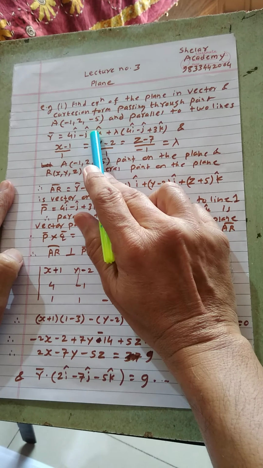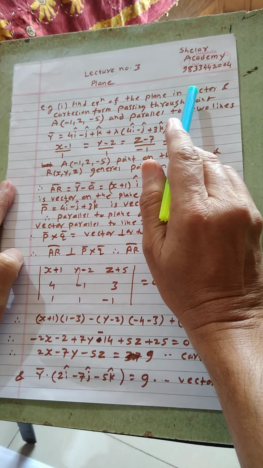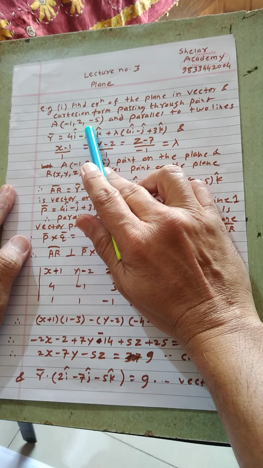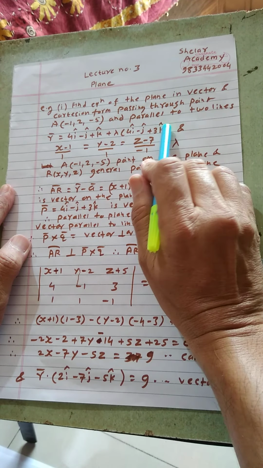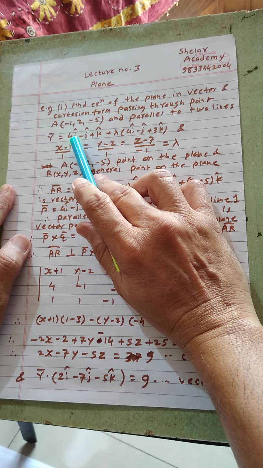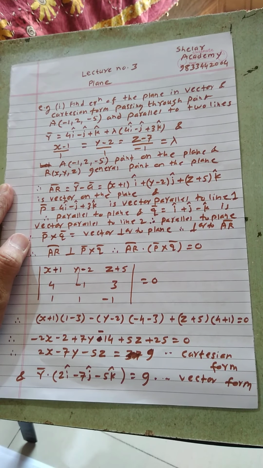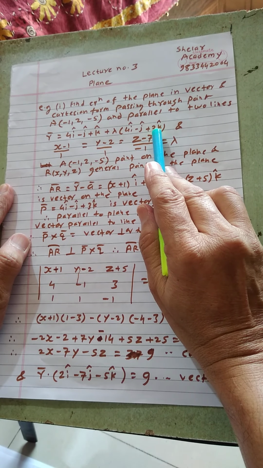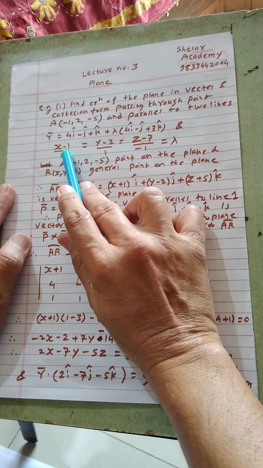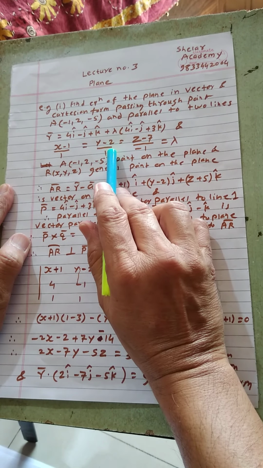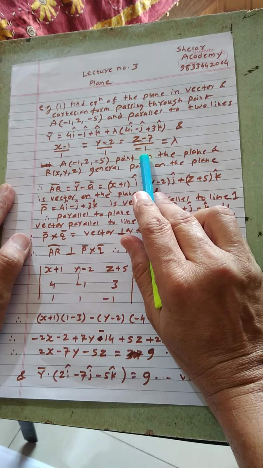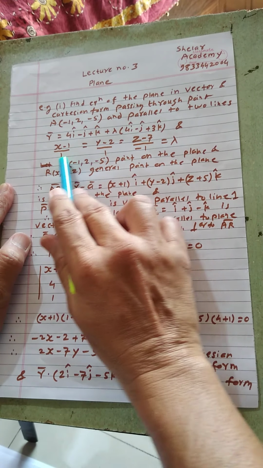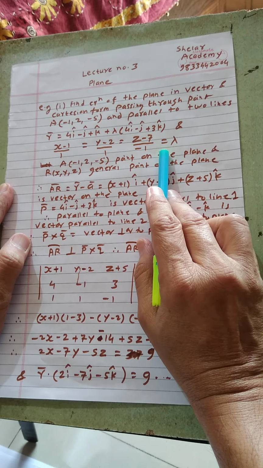Example number 1: find the equation of the plane in vector and Cartesian form passing through the point A(-1, 2, -5) and parallel to the two lines r bar = 4i cap - j cap + k cap + lambda(4i cap - j cap + 3k cap), and (x - 1)/1 = (y - 2)/1 = (z - 7)/-1 = lambda. These are the two lines given, one in vector form, the second in Cartesian form.